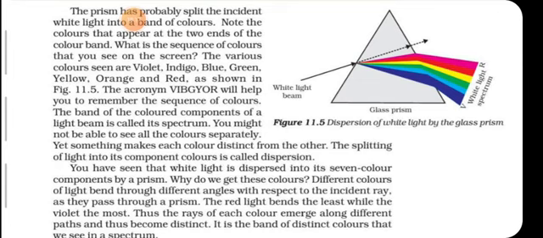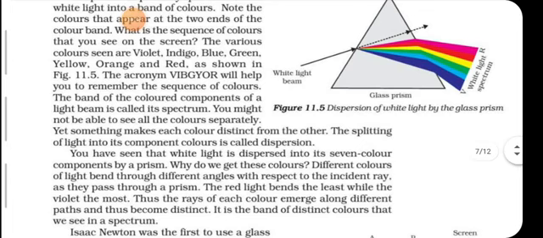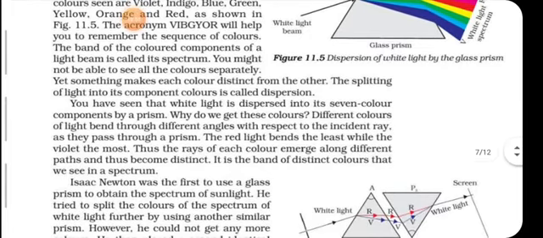Different colors of light bend through different angles with respect to the incident ray as they pass through a prism. The red light bends the least, while the violet light bends the most. I repeat students, the red light bends the least, while the violet light bends the most. Thus the rays of each color emerge along different paths and thus become distinct. It is the band of distinct colors that we see in a spectrum.